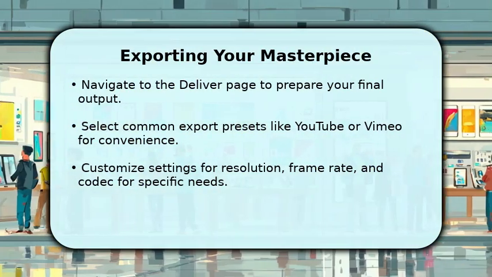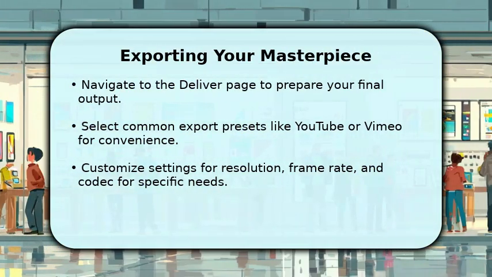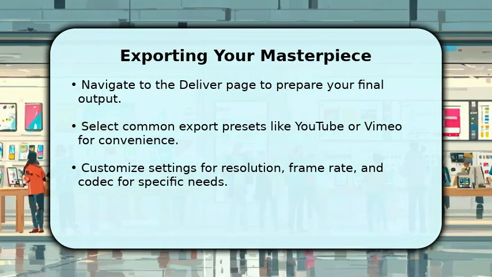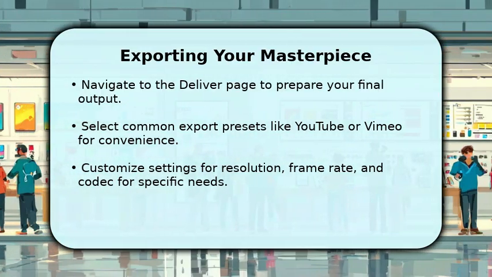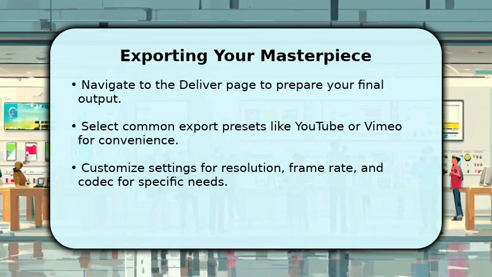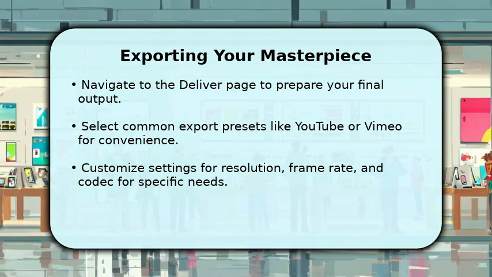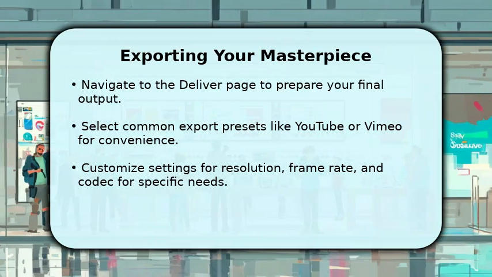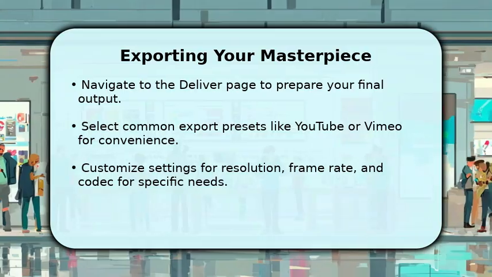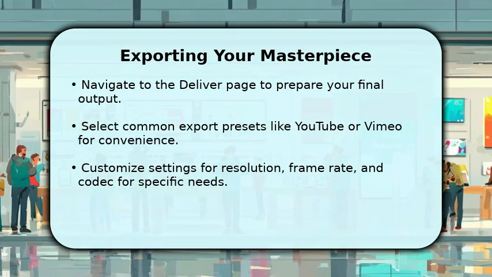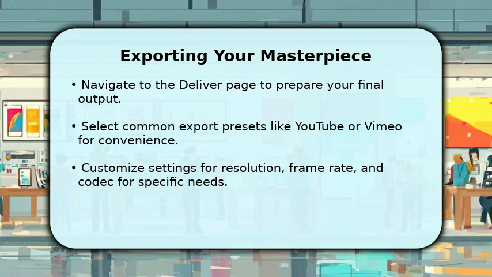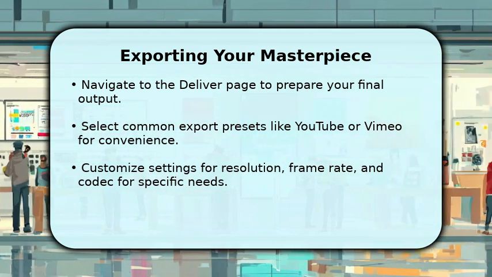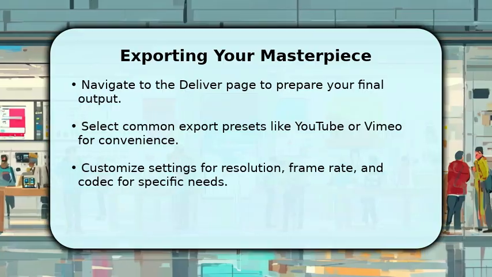Finally, it's time to export your finished project from the Deliver page. DaVinci Resolve offers numerous export presets, including options optimized for platforms like YouTube or Vimeo. You can also customize settings such as resolution, frame rate, and video codec, like H.264, to meet specific delivery requirements. Ensure your render settings match your project's specifications for the best quality. A successful export means your hard work is ready to be shared with the world.